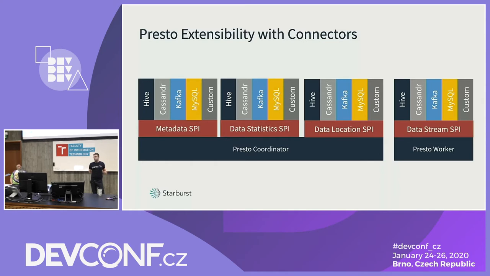You also can implement the statistics API. Presto comes with an advanced cost-based optimizer, so if you provide statistics to Presto, it can optimize the query better and make the query run faster. Another SPI that you have to implement is the data location SPI. You have to tell Presto where the data lives, and you also have to implement the data streaming SPI so that Presto can actually read the data from your data source. If you do all these things, then you have your own connector.